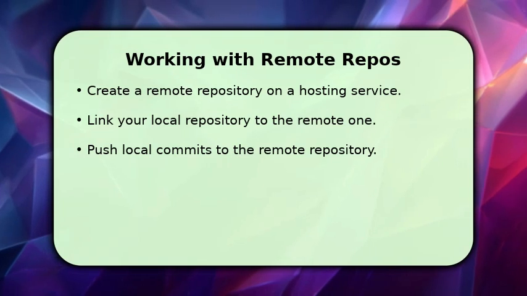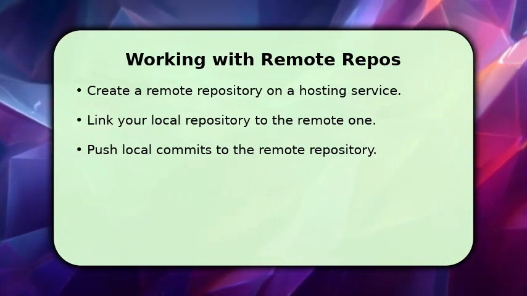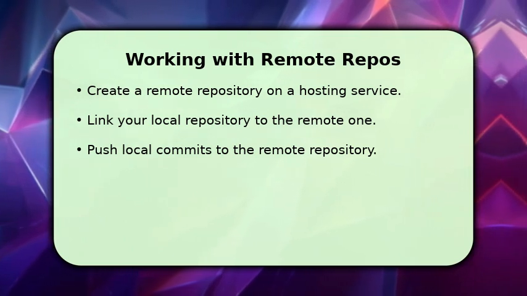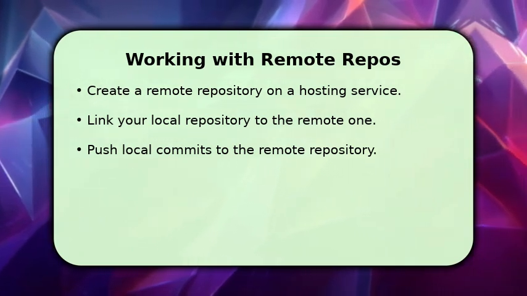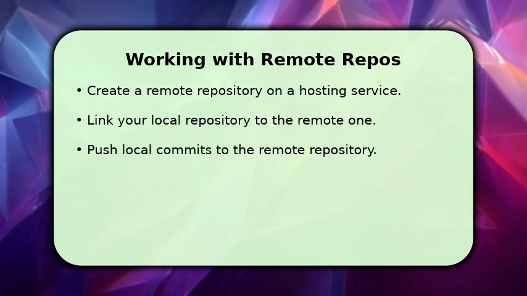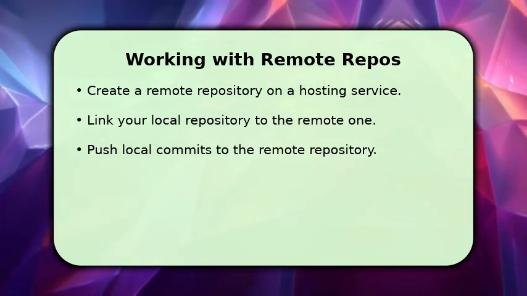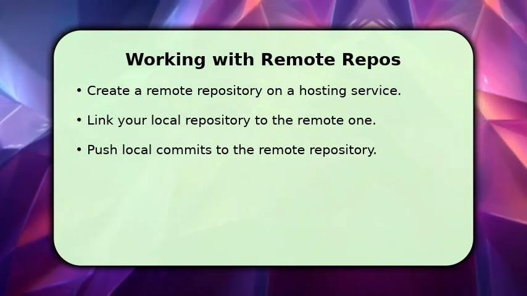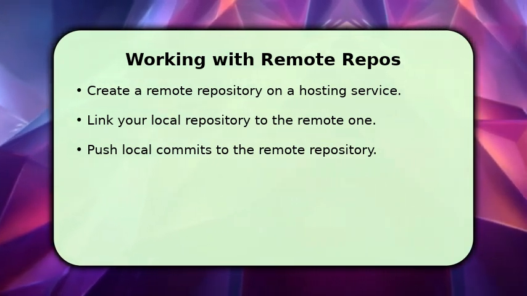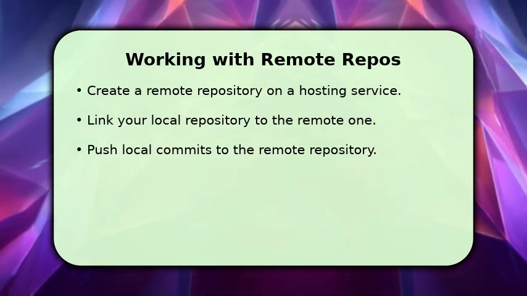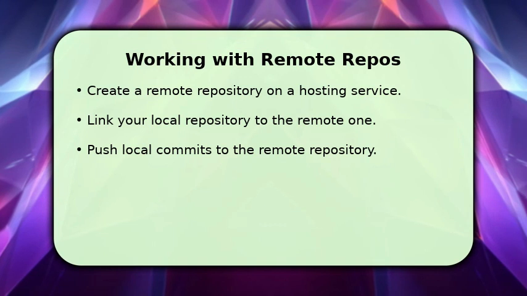To collaborate or back up your work, you'll use remote repositories. Start by creating one on a service like GitHub or GitLab. Then, link your local repository to this remote using git remote add origin URL. Finally, push your local commits to the remote repository with git push -u origin main. This uploads your changes, making them accessible to others and providing a secure backup.